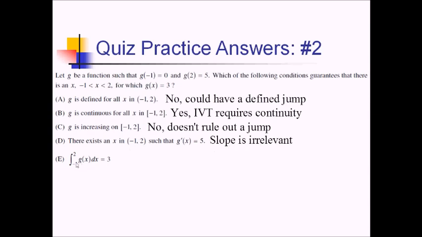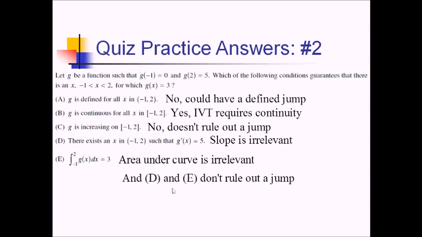Down here, this option E, the integral from negative 1 to 2 equals 3, we're saying the area under here is 3, guarantees that we'll have a function value of 3. Well, the area under there is also kind of irrelevant. And in both cases, even if your slope equaled -5 somewhere on that interval, even if your area came out to 3, you could still have a jump in both of those cases. A jump actually still allows you to take the integral as long as there's no infinite discontinuities. So at the end of the day, choice B is the only one that works here.